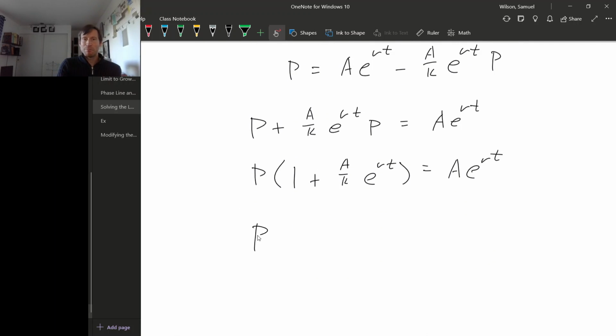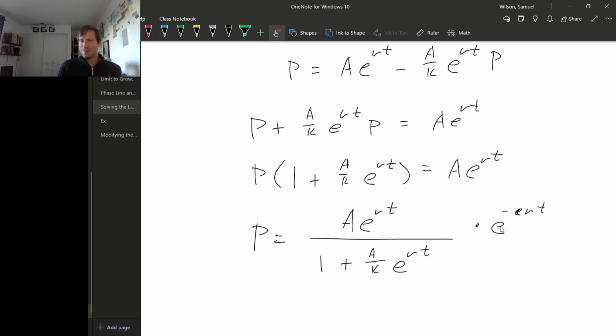Now we can divide. So our function p is a e to the rt over 1 plus a over k e to the rt. Okay. As kind of a finishing touch, people will often multiply the numerator and denominator by e to the minus rt. In fact, even k over a e to the minus rt. So do that in the numerator and the denominator.